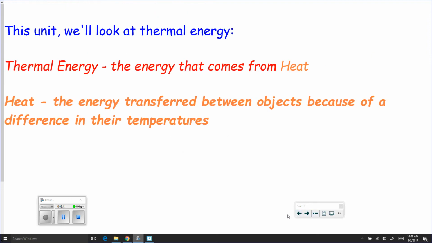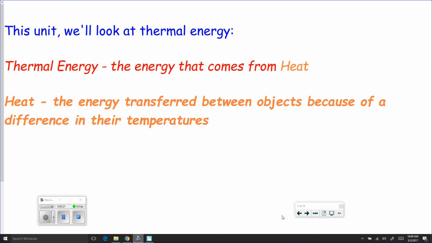Coming back, we're going to define the increase of friction in a system as thermal energy. And thermal energy is defined as the energy that comes from heat. The definition of heat, which is different from temperature, which I'm going to say a number of times, is the energy transferred between objects because of the difference in their temperature, not the temperature itself. So heat is not the temperature of an object. Heat is the transfer of energy because two objects have different temperatures.